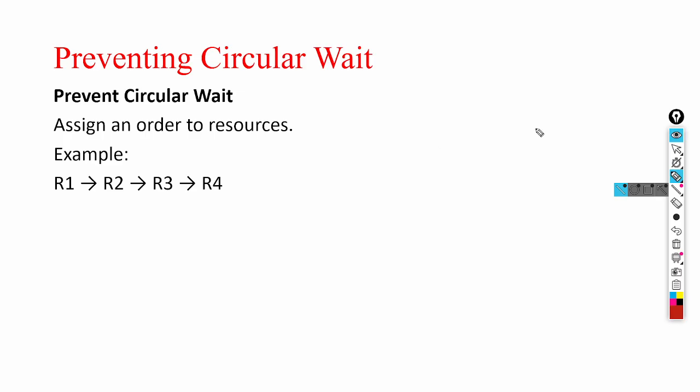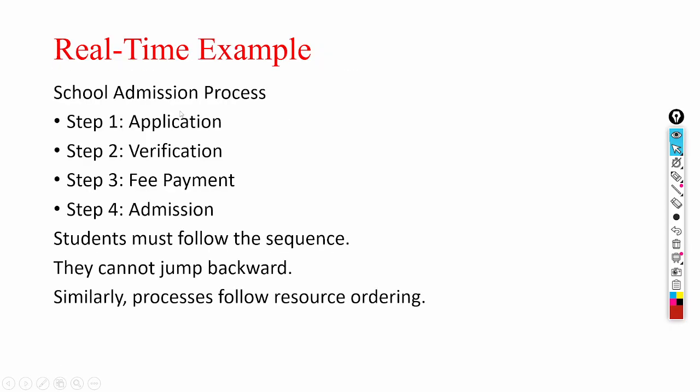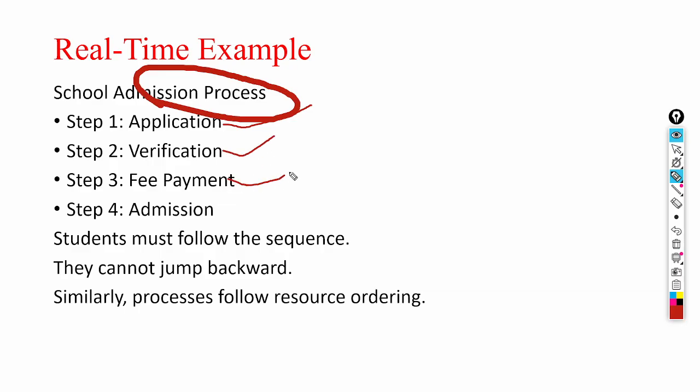Here we will see one real-time example, then you will understand. Consider there is some school admission process. What are the students doing? The students first submit an application, then the verification takes place, and after verification, the fee payment is completed. Finally the admission is confirmed. Students cannot jump directly to the verification or admission. We need to finish step by step.